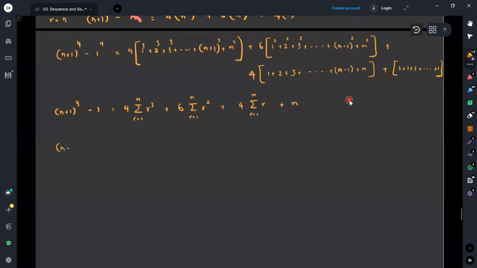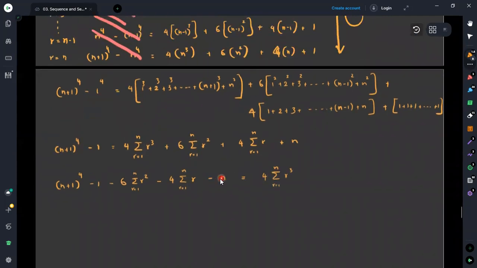I'm taking all the terms to the left hand side of this equation. Here we'll have this value as it is, minus 6 times summation of r squared, minus 4 times summation of r, where r goes from 1 to n. This plus n becomes minus n, and we can see that the quantity is 4 times summation of r cube, where r goes from 1 to n.